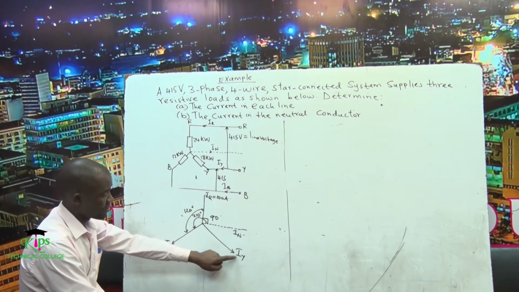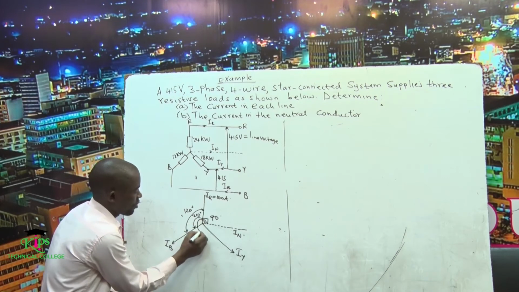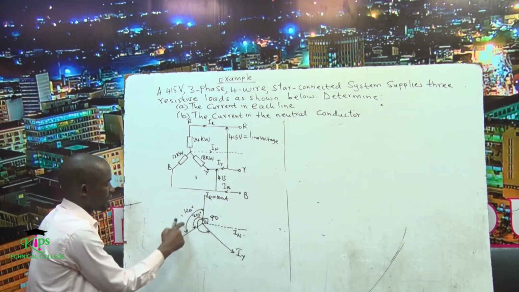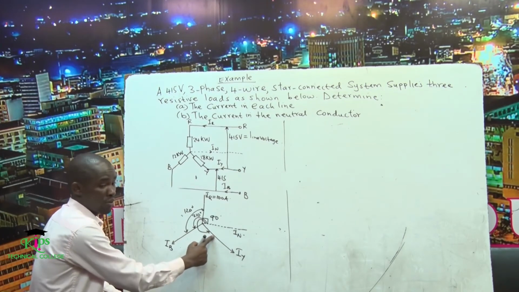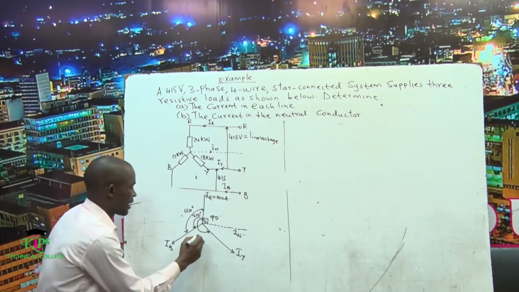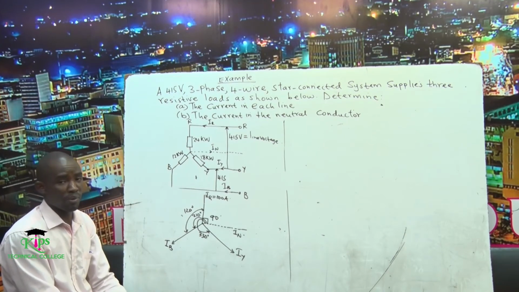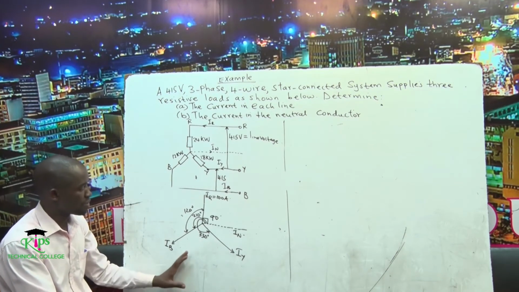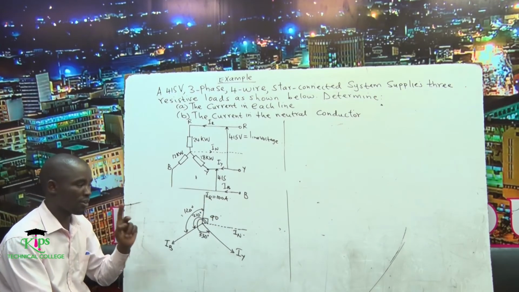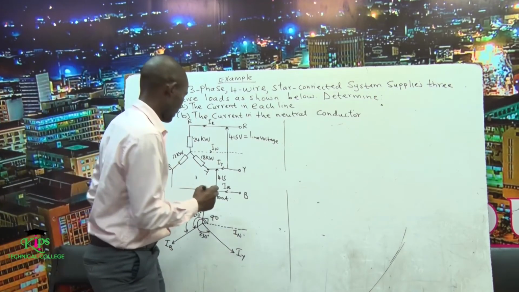Again, with reference to the yellow phase, we will begin from the neutral, going all the way to this particular point. Remember, this 120, this another 120, which is 240. 240 plus this 90, you will get 330 degrees. So those angles are very important because they are going to assist us to resolve these currents into horizontal components and the vertical components.